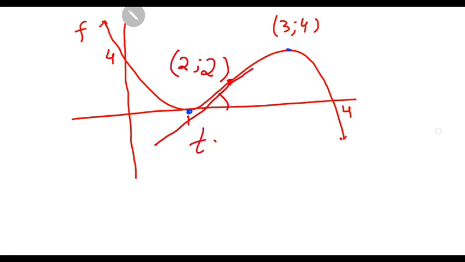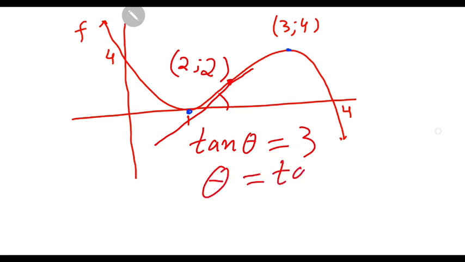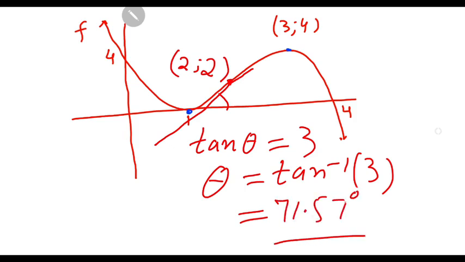So tan theta, the angle of inclination, is equal to 3, because the gradient of this line is 3. So we need to find theta as tan inverse of 3. The answer will be 71.57 degrees. So this is my final answer.